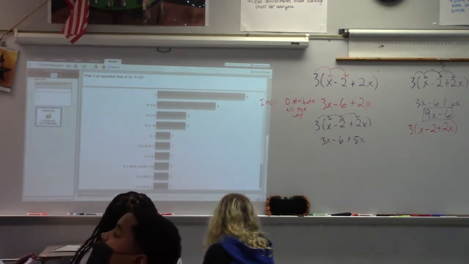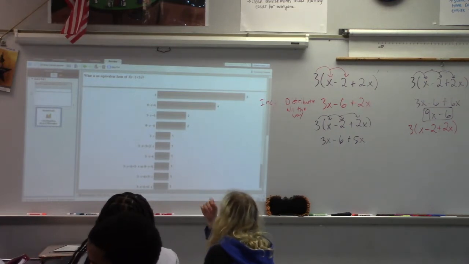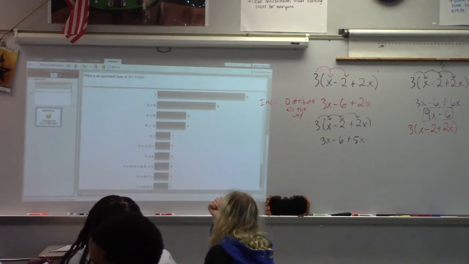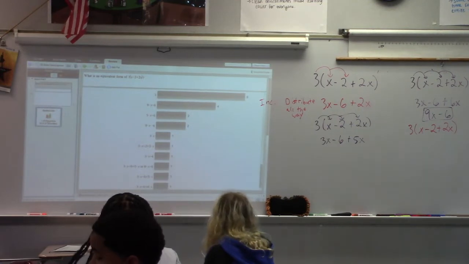Could we add our like terms first and then distribute? I've heard a lot of us say that we're supposed to do parentheses first, and a lot of times people think that means to distribute. That's not what it means to do the parentheses first. The reason why parentheses exist is this.